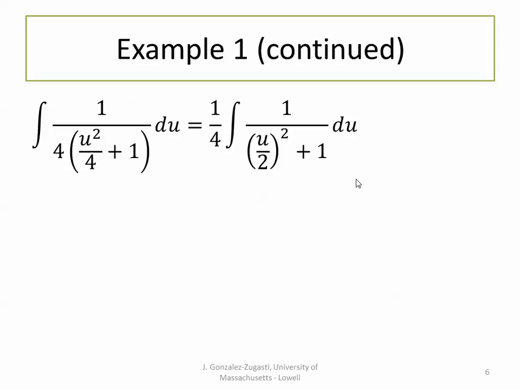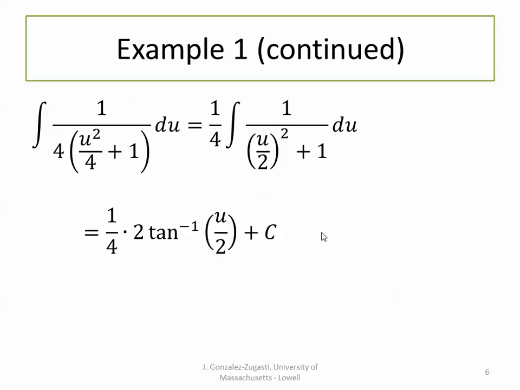So now I can say, okay, let's make a, well, we don't even need to make a substitution. We should be able to see that now the antiderivative of 1 over (u over 2) squared plus 1 is going to be equal to tangent inverse of that u over 2. I'm going to need to multiply by the reciprocal of the constant 1/2, so there's my 2. And now we've found our antiderivative.